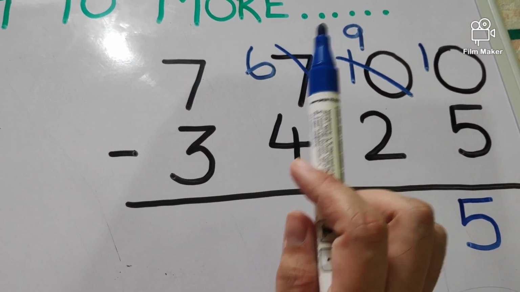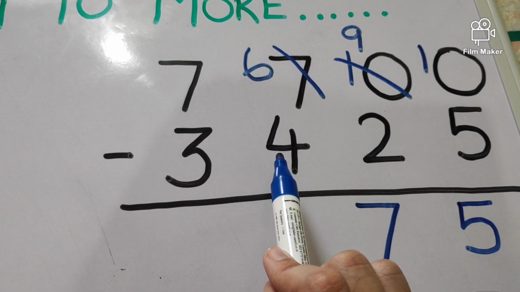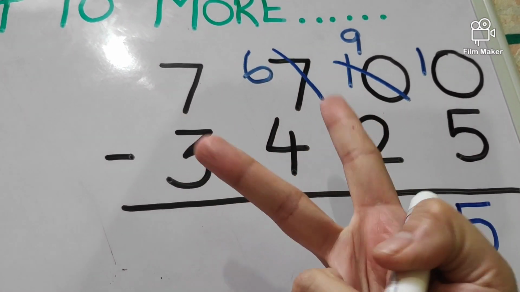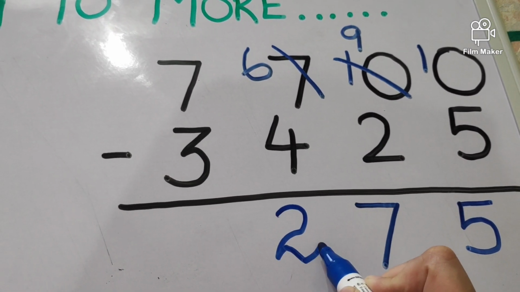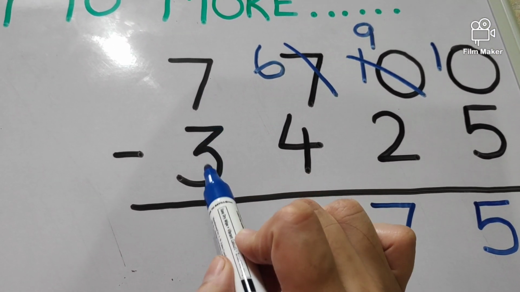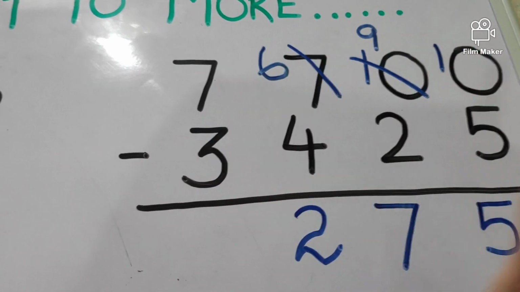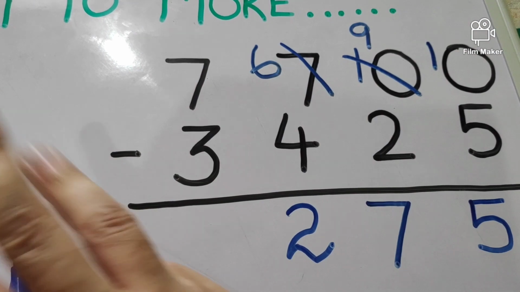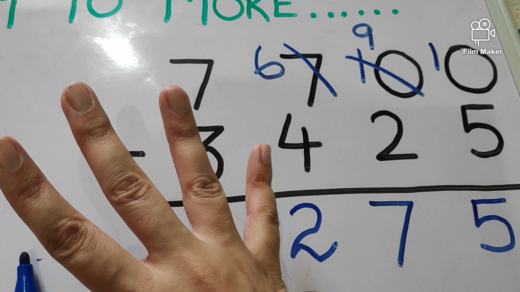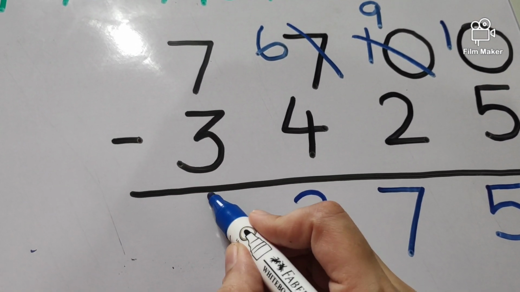Here, 6 minus 4. Again, more on the top, no need to stop. Count from 4 to 6, 5, 6, 2. We get the answer. And 7 minus 3. Again, more on the top, no need to stop. So count from 3 to 7. 4, 5, 6, 7. So the answer is 4.